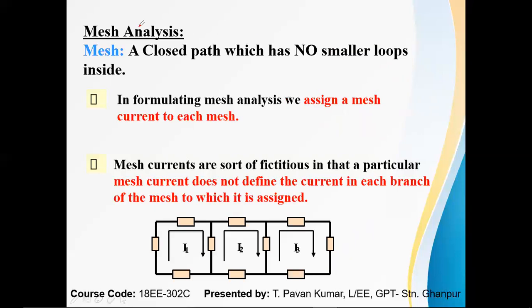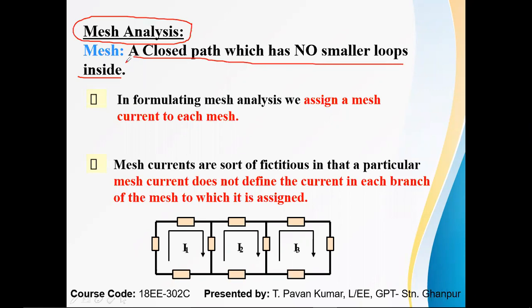And what is the meaning of mesh analysis? Analysis means we are analyzing the circuit using proper methods. In this method we are using a mesh. You already know the basic definitions: junction, branch, loop and mesh. Here the mesh is a closed path which has no smaller loops inside. There is no further dividing, no further loops. Loops contain meshes, but meshes don't contain loops. There is no vice versa. You already know this definition from your previous sessions.